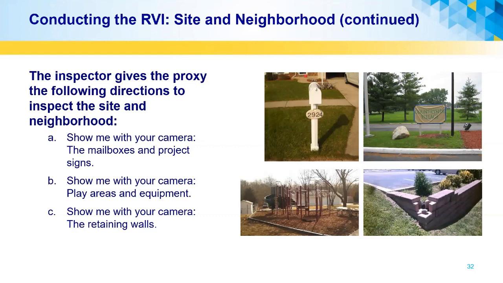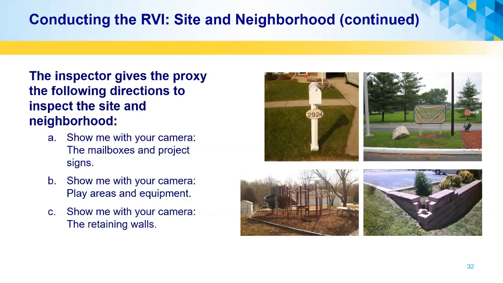Show me with your camera the mailboxes and project signs. Show me with your camera play areas and equipment, and show me with your camera the retaining walls. So now you can see from the slide there, we've got a mailbox with the house number on it, and we started off our inspection by identifying the unit, and while that was being done, you can inspect the mailbox at the same time. We can also see a project sign on the right-hand side.